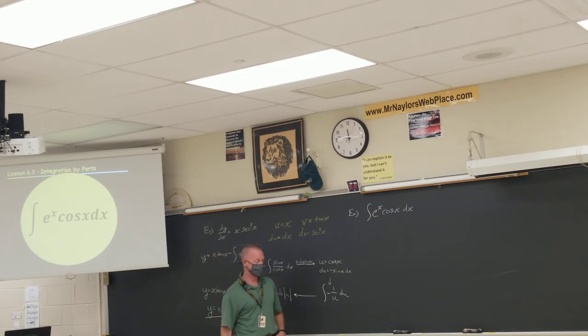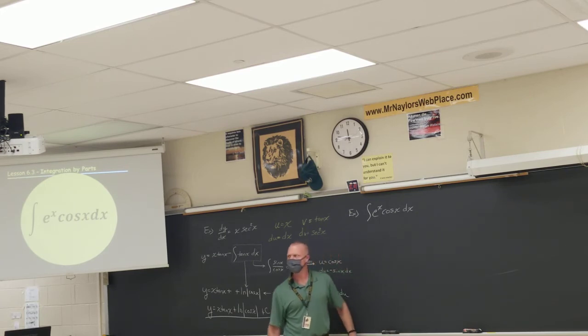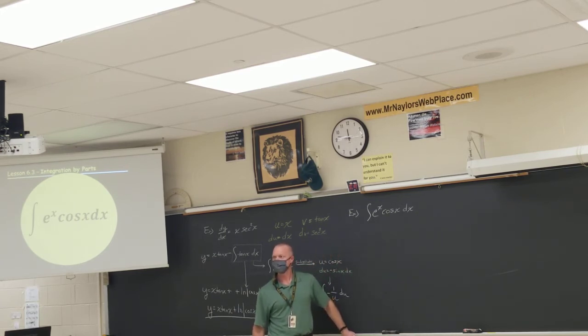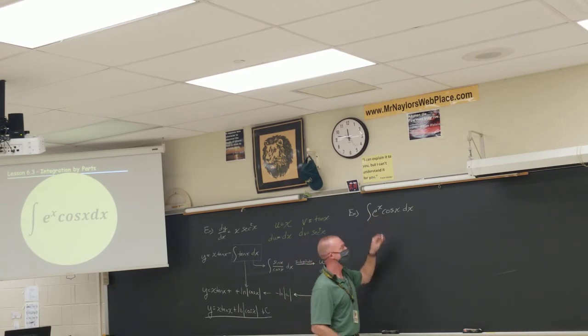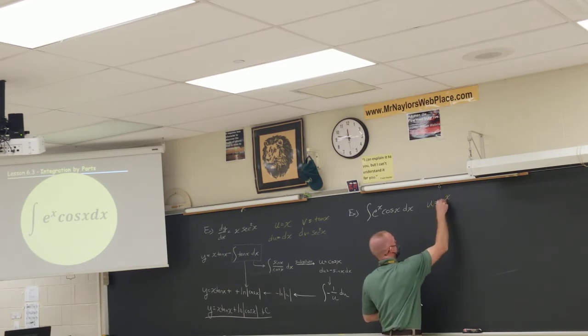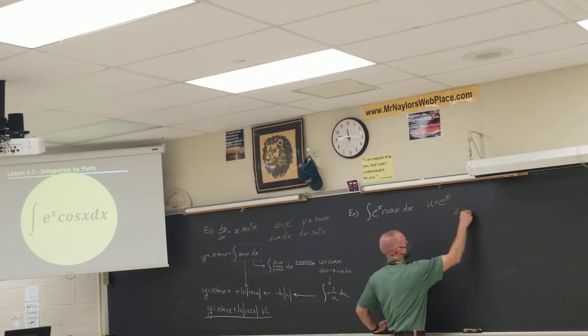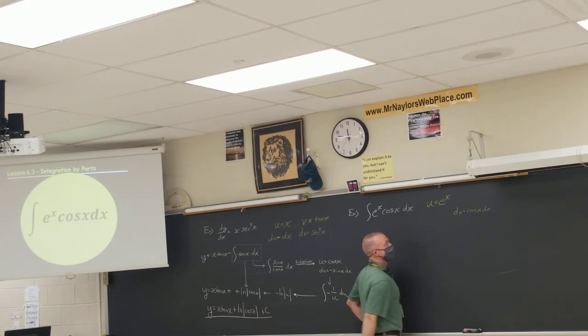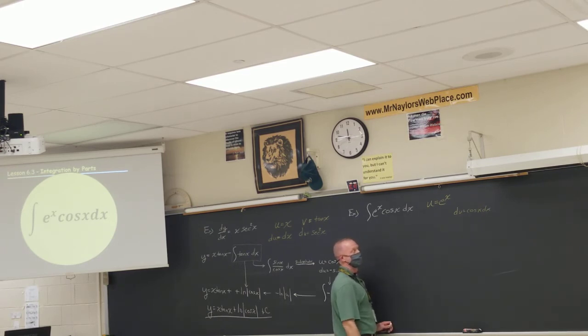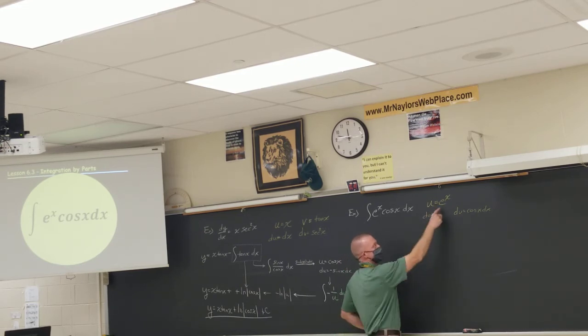So we do the LIPET test. Okay, give me an L, give me an I, give me a P, give me what's next? E. Give me an E. E to the x. Okay, so we had to go the whole way down to the E to be able to choose u. That means that dv is the cosine dx. Do the derivative of e to the x.